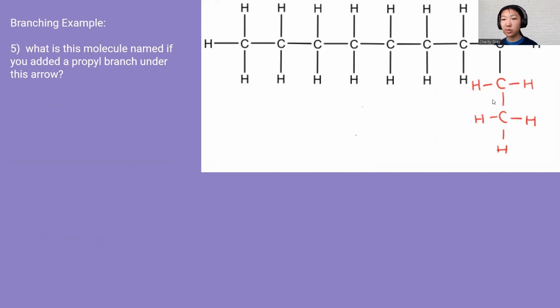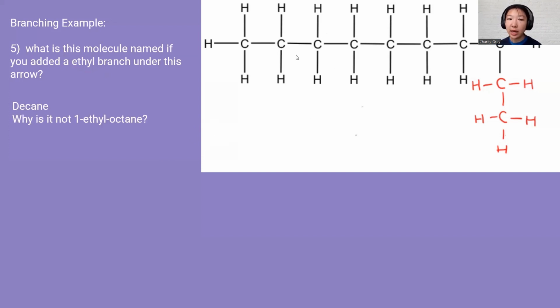Unpausing the video right now, we can see we have our propyl, sorry, not propyl. This should be an ethyl branch. Sorry, I will pause the video right now and change the answer. So it'll be an ethyl branch under this arrow. And the answer is going to be decane.